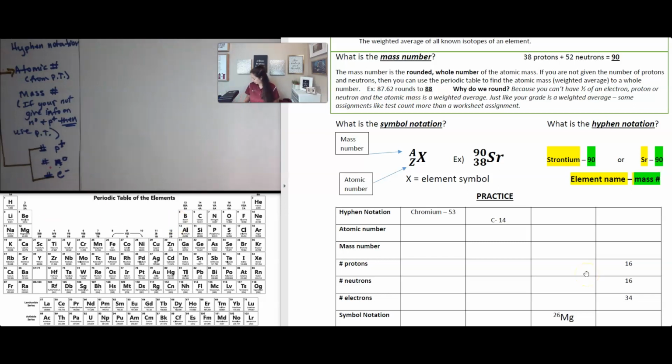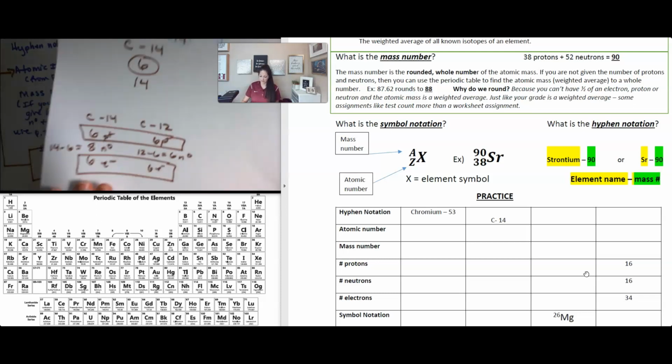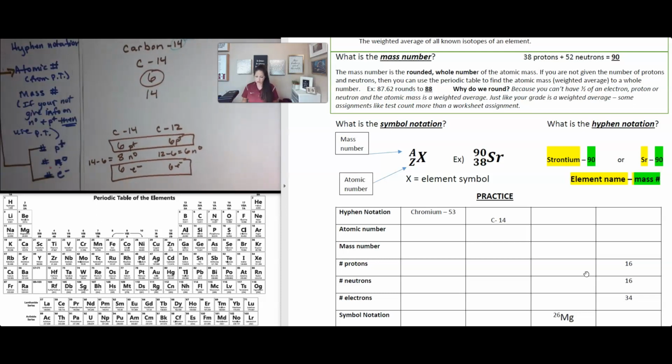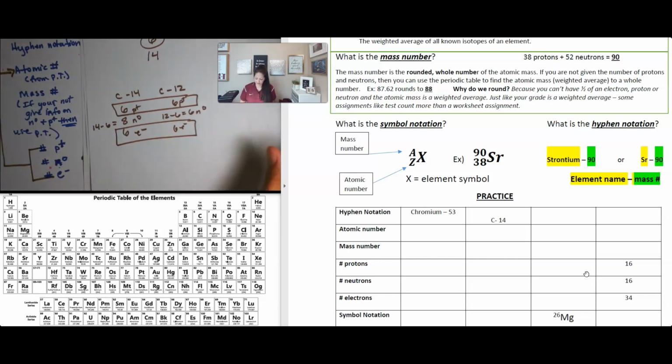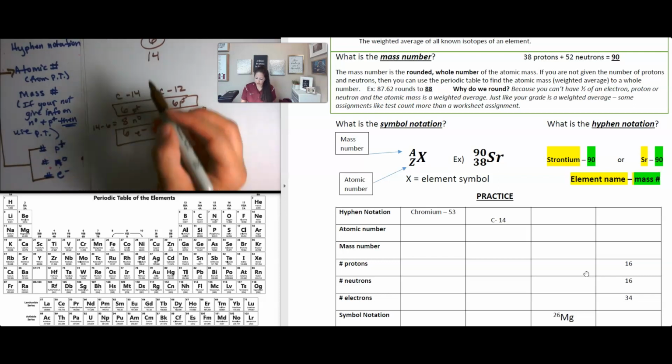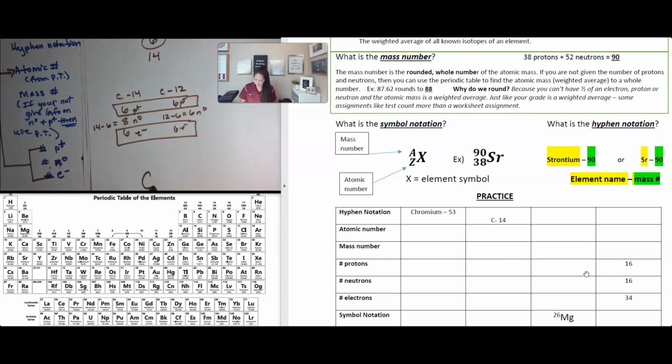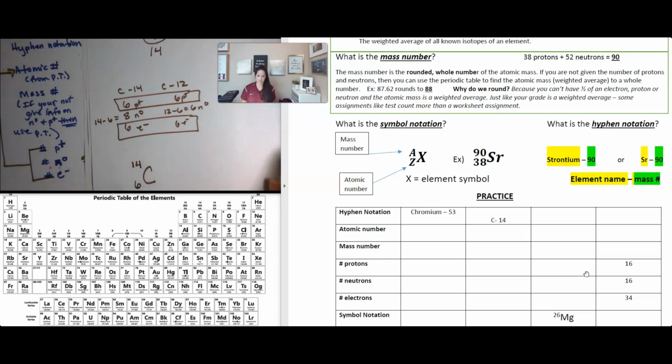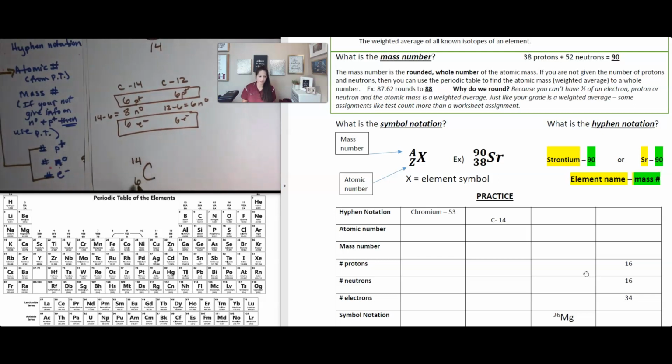All right, so we forgot to do some things on these. We forgot to add the symbol notation. So to do the symbol notation, we're going to write down here our symbol notation. You're always going to put the symbol in the center. On the bottom is your atomic number. So in this case it was 6. And then our mass number goes on top. So that would be the symbol notation for carbon-14. So the 6 is on the bottom, 14 on the top, my mass number over my atomic number. It's always going to be big over small.